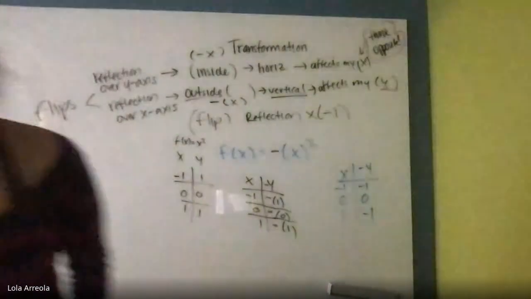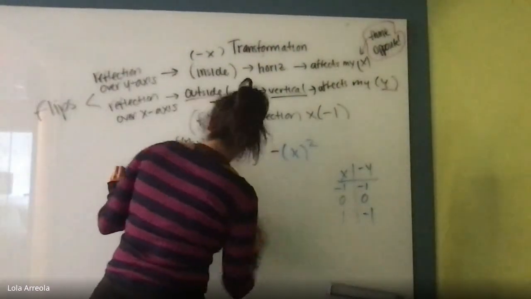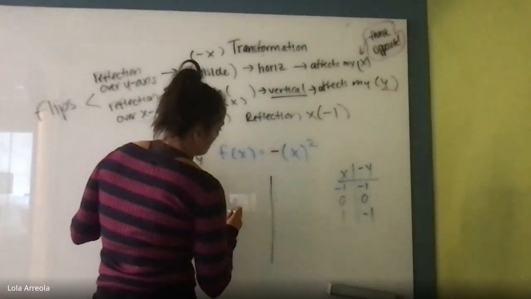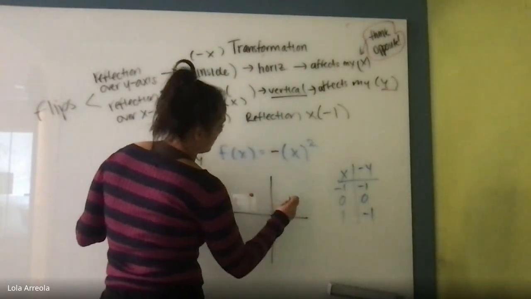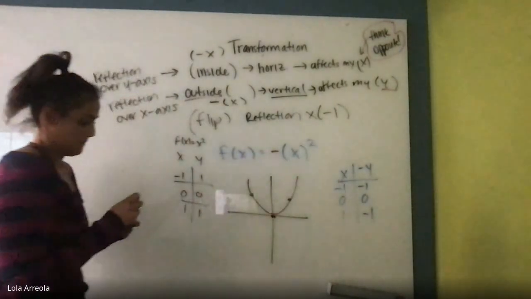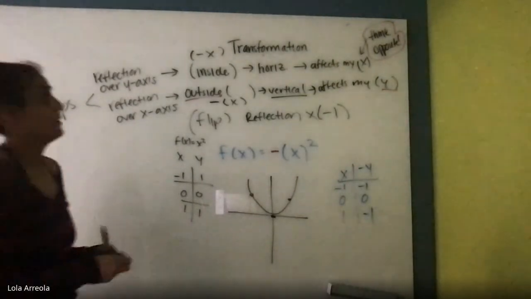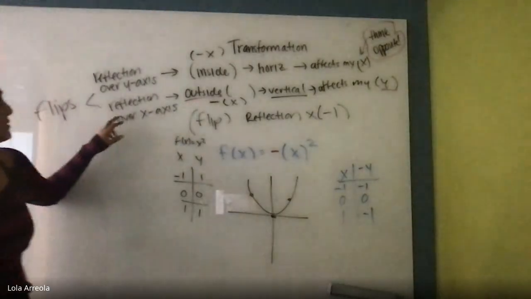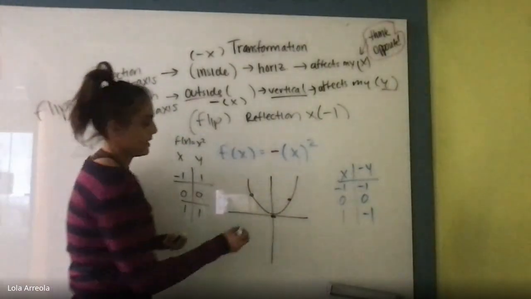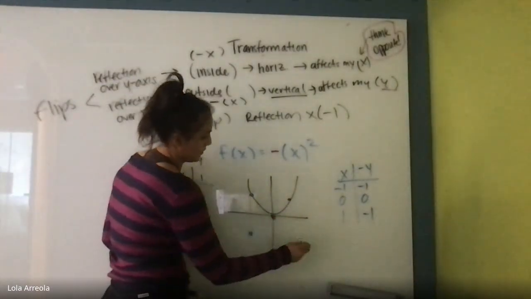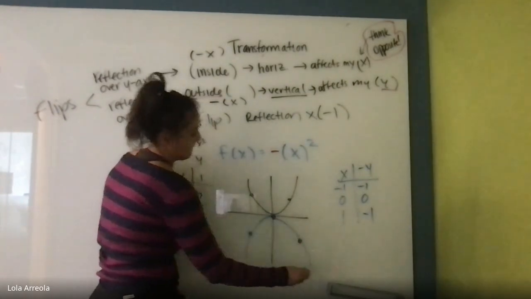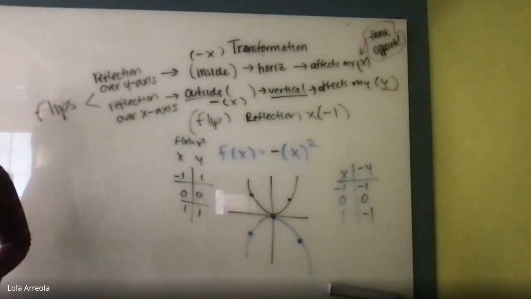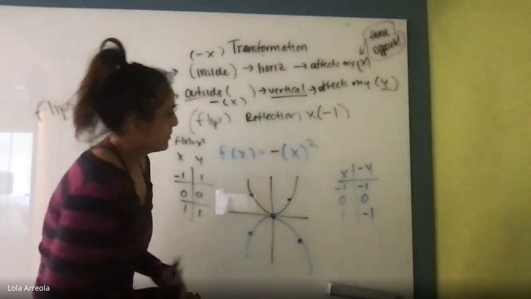Let's graph both of these on the same graph. 0, 0, -1, 1, 1, 1. You guys are going to see the reflection over what? This is happening outside my parentheses. Outside means reflection over the x-axis. So I have -1, 1, 0, 0, and 1, -1. We see that flip. We see that hamburger flip down over the x-axis.